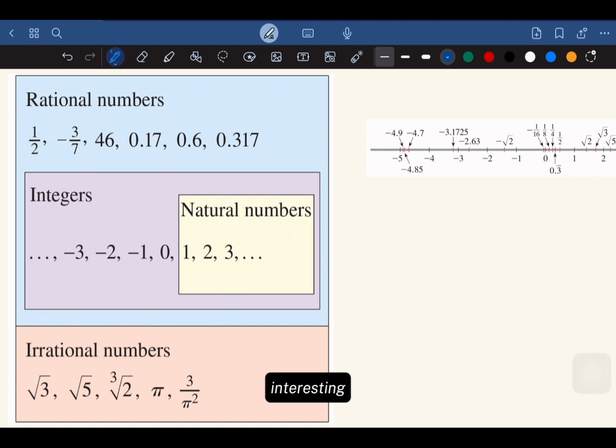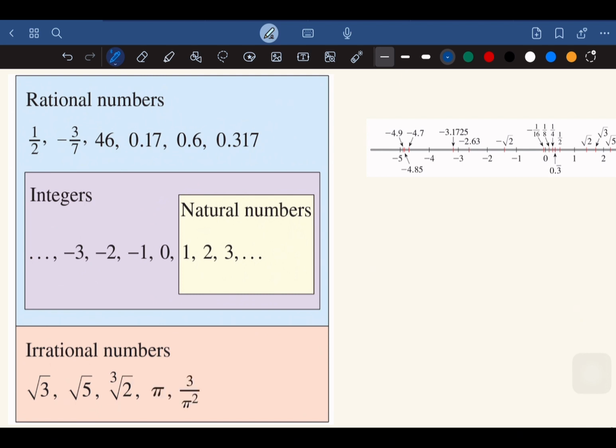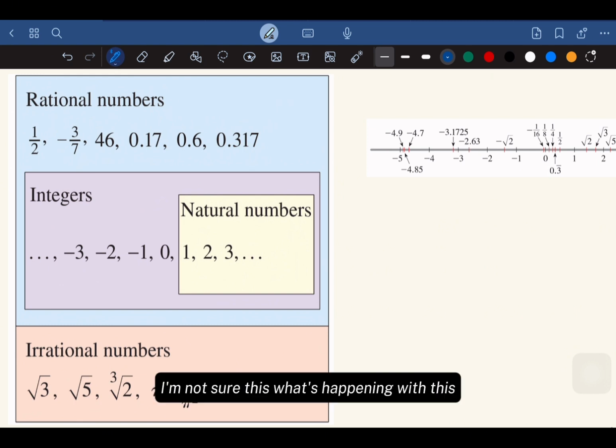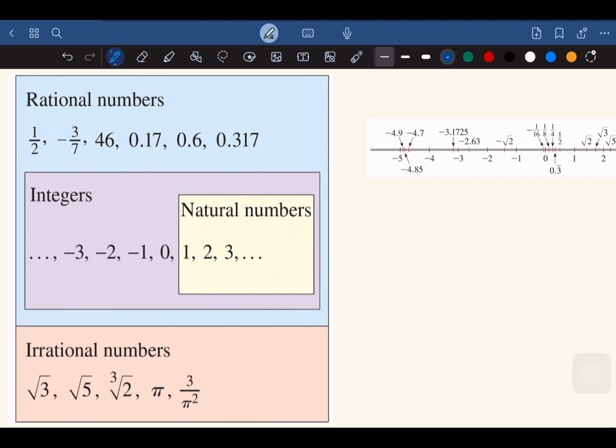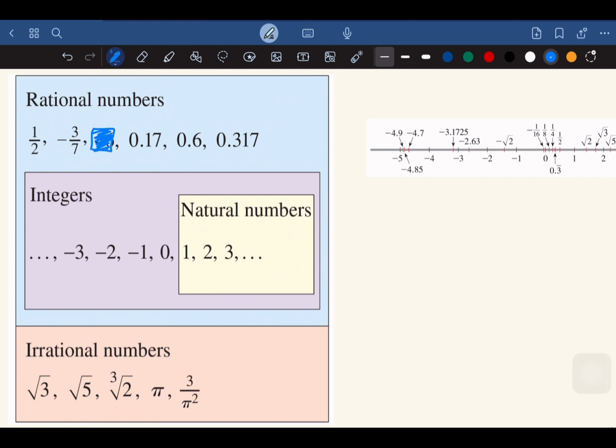Prove it. Interesting. There's something missing in the books. Let me check the books. Interesting. So perhaps maybe this is, I'm not sure what's happening with this, but let me just make a square and then remove that piece. Yeah, good eye.